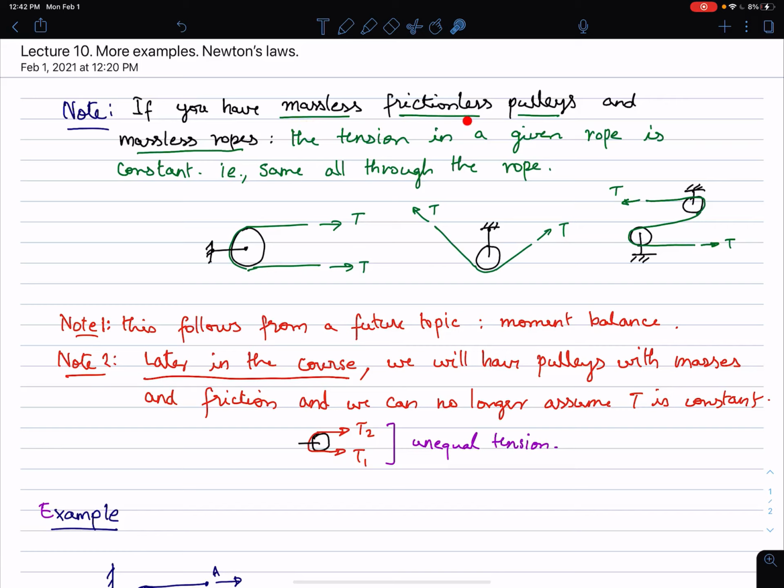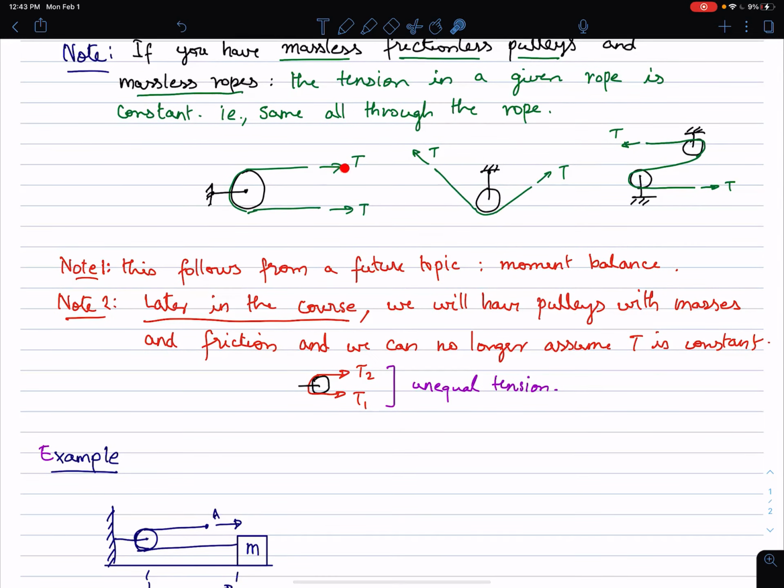If you have a massless frictionless pulley and massless ropes, and any one of these assumptions is falsified, in other words, the pulley has mass, or there is friction somewhere, or the ropes have mass, then the tensions can be different. So where does this assumption or this claim come from?